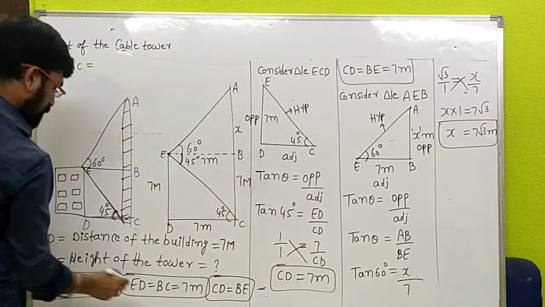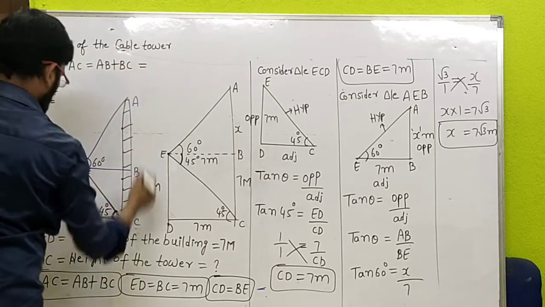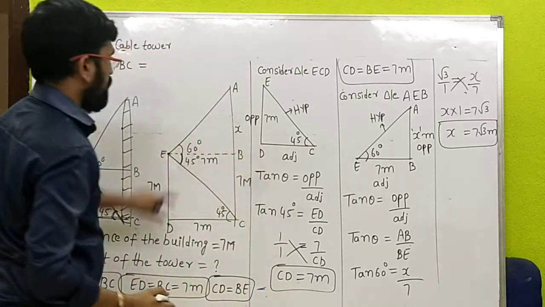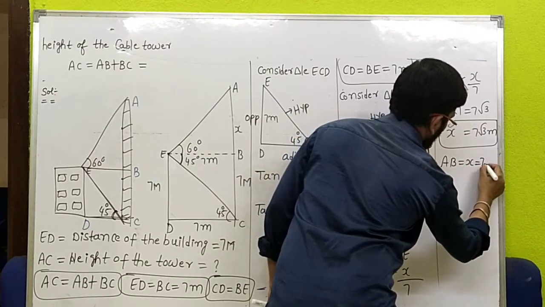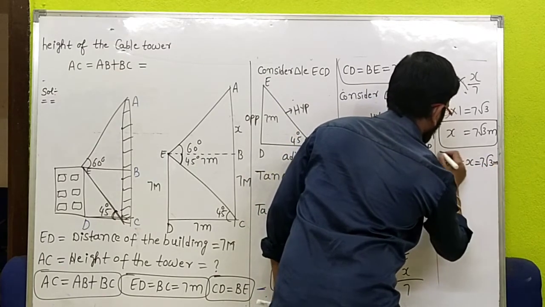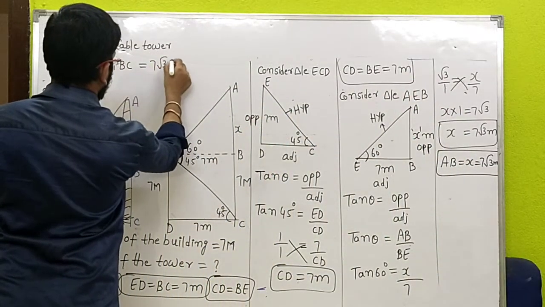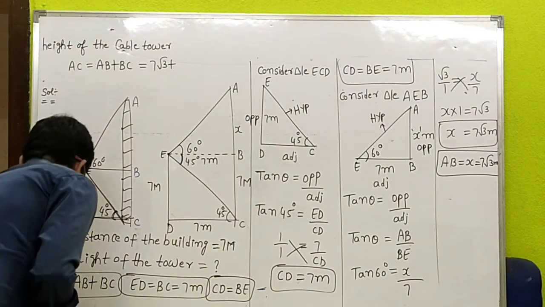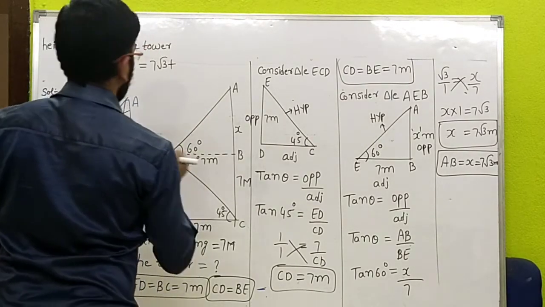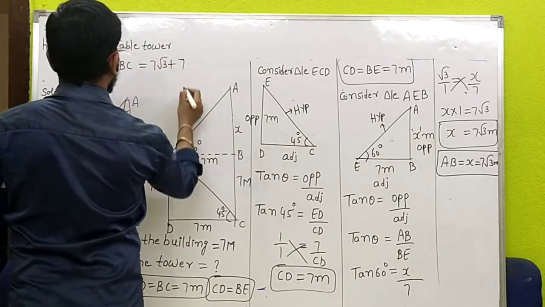AC is equal to AB plus BC. So what is AB? X equals AB, whereas AB is equal to X, that equals 7 root 3 meters. So 7 root 3 plus 7 root 3 plus BC. BC is also 7. So 7.